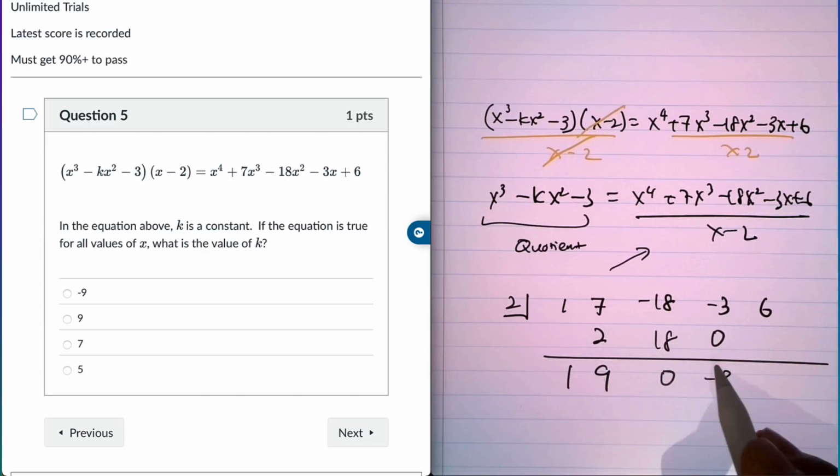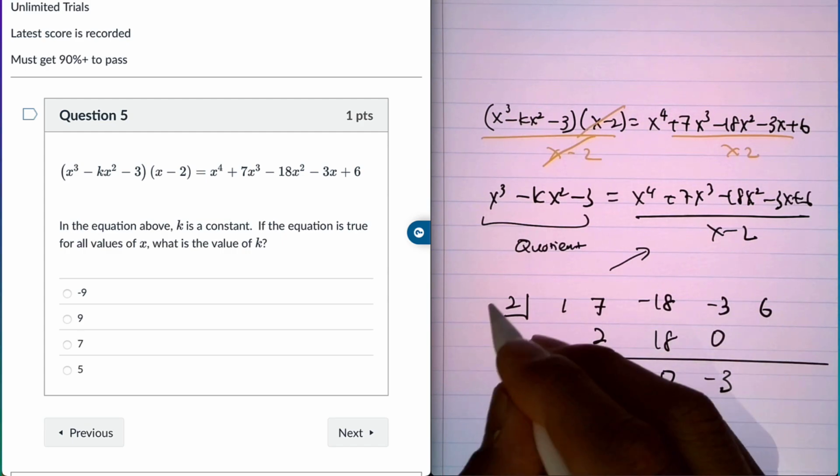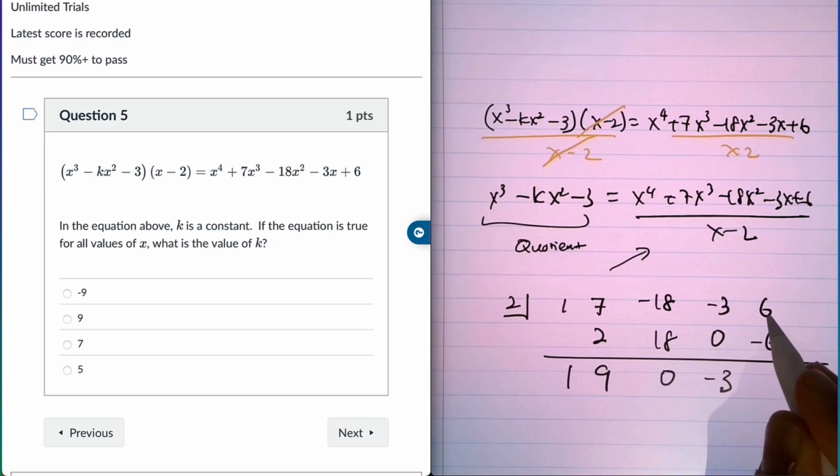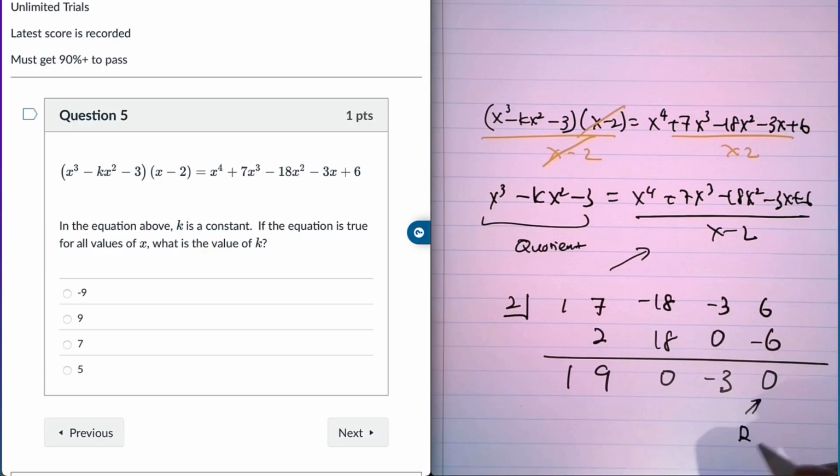Again, we have a diagonal, so 2 times negative 3. Every time we have a diagonal, we have to multiply. 2 times negative 3 will give you negative 6. And when you combine the vertical here, you get 0. So what does this tell you? We got a remainder of 0.